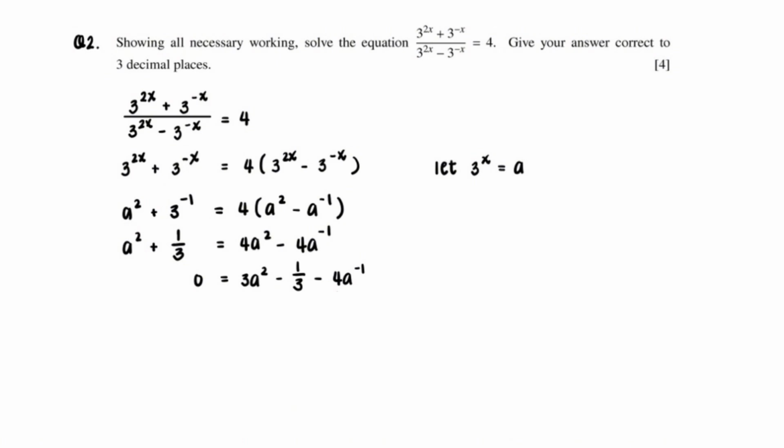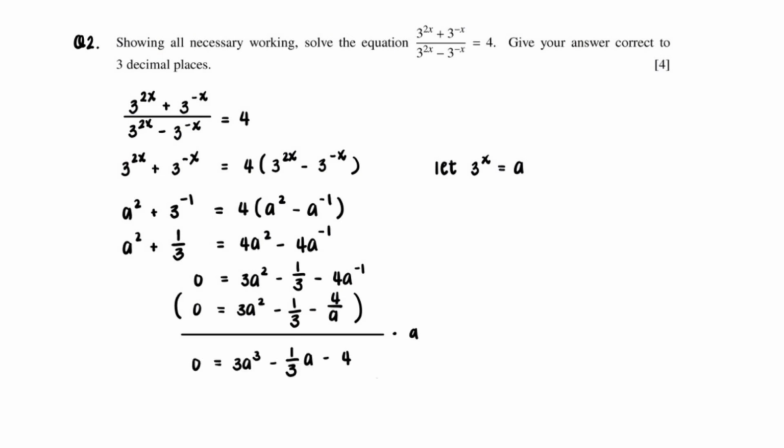Next up, we arrange and equate the equation to 0, and you can also write 4a^(-1) as 4/a. Then to remove that fraction of a that we do not want to work with, multiply the whole thing by a. This leaves us with a cubic equation that you can solve using your calculator. In this case, a is 1.134.